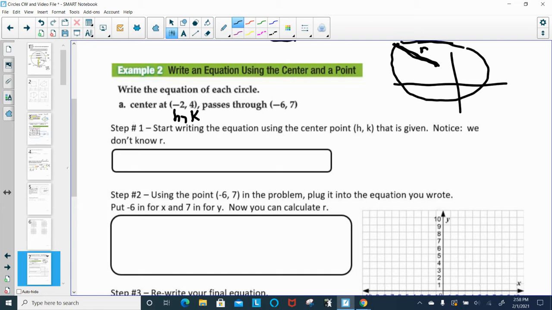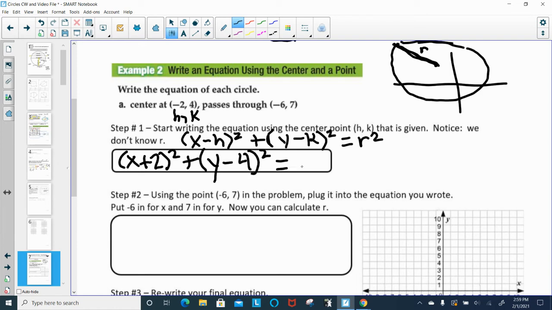So step 1, writing the equation using the center point HK that is given. Notice we don't know R. So I'm going to write, Mrs. Lucas, she likes to write the standard form. Keeps her brain on track. Okay. Now my H is -2. So X minus -2 will look like a plus because of the two negatives. Y minus K, Y minus 4 equals R squared. And I mean, we didn't really do too bad. We've already got the whole left-hand side of the equation completed. So we can't do any more as far as simply filling in R squared because we don't know R.